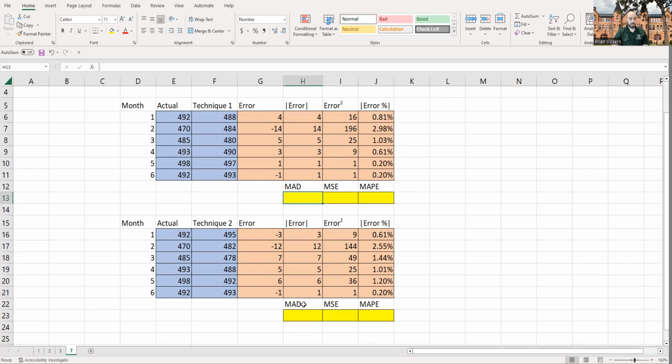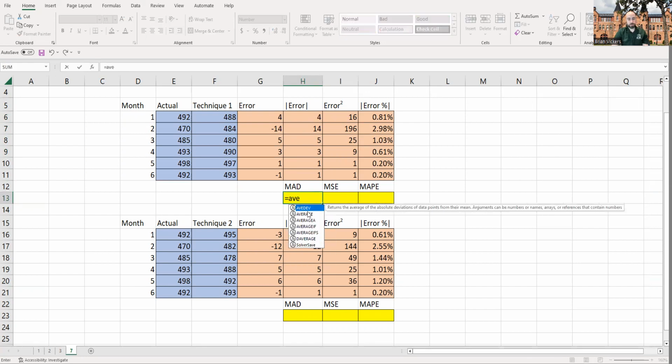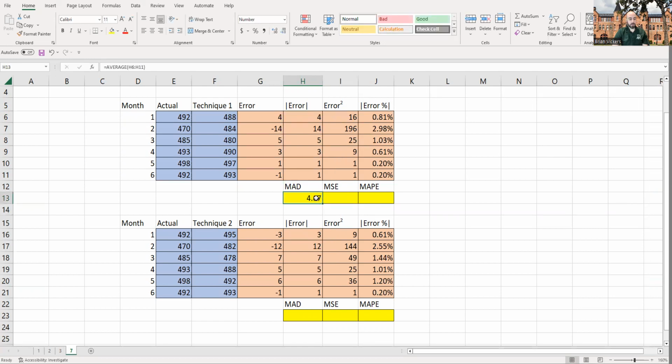Which one's better from a point of view of MAD, MSE, and MAPE? Well, MAD is the average of these numbers, okay? The mean absolute deviation, the mean difference of the absolute values. So mean is average, right? So I just take the average, and then I'm done. 4.67.